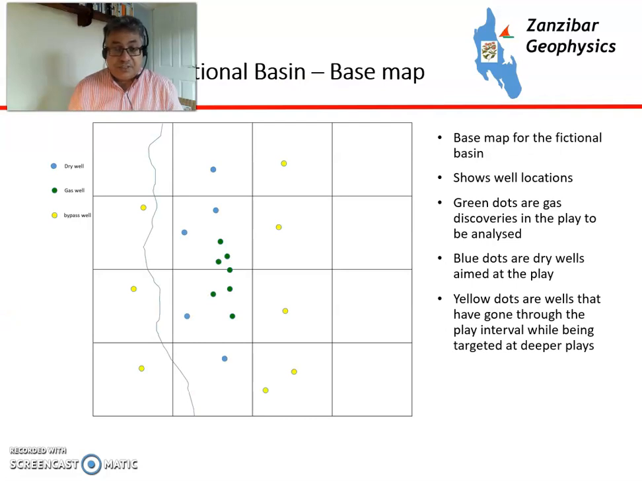So this is a fictional basin. You can see green are the successful wells, the blue are the dry holes in the play, and the yellow wells are bypass wells. So these are wells that are drilled at other plays that go through the same stratigraphic interval and still give you valuable data.